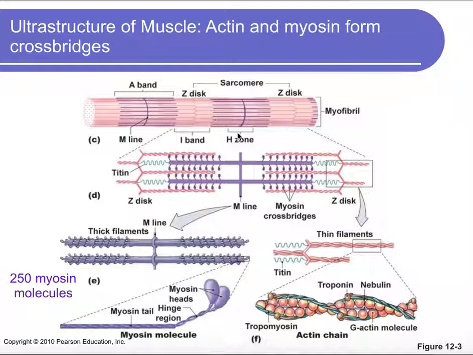We have then the H zone. The H zone is just the thick filament that's not overlapping with the thin. And then the I band is just the thin filament that's not overlapping with the thick. So if we take a closer look at our thick filament, one thick filament is actually made up of 250 individual myosin molecules. And a myosin molecule has a tail, a hinge, and a head.